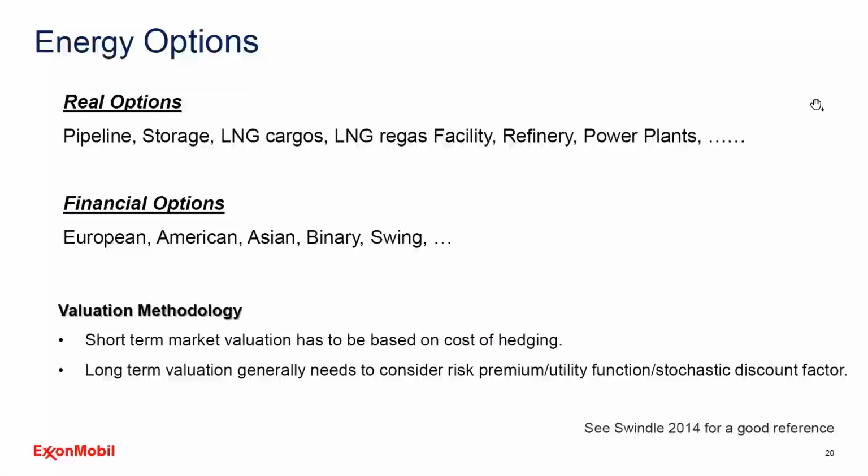And so in energy markets, you see we have a lot of options. A lot of them are real options. For example, pipelines, storages, LNG cargoes, regas facilities, refineries, power plants. They can all be modeled by options, even though not vanilla options. They are exotic options. And also you have quite a lot of financial options: European, American, Asian, Bermudan, binary, swing option, lookback.